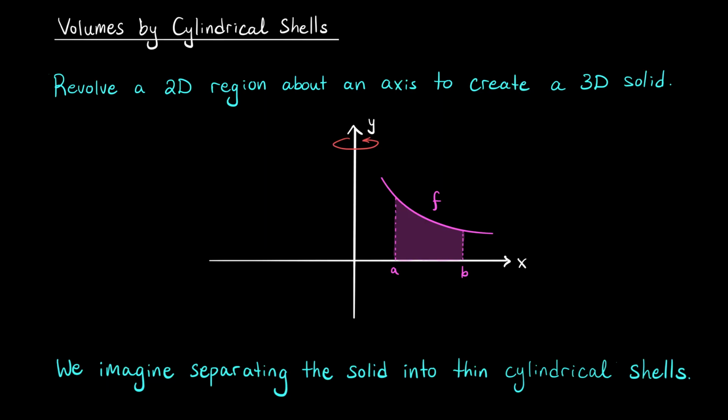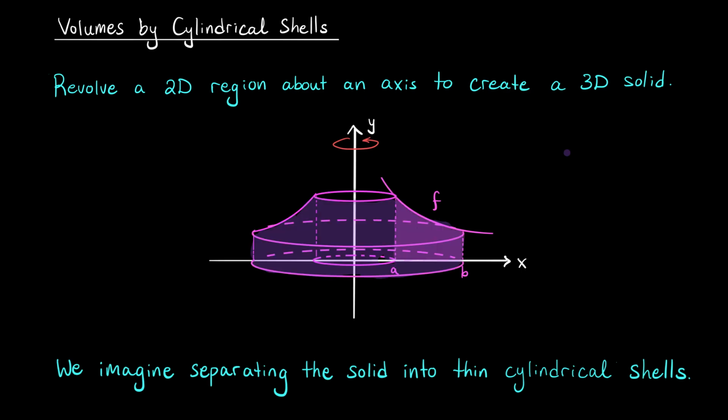Just like with the disk or washer method, we're going to imagine a 2D region being rotated about an axis to create a 3D solid. You can imagine, for instance, the 2D region below rotating about the y-axis. It moves into the screen, pops back out, reflected on the other side of the y-axis, and continues on its way. When it's rotated the full 360 degrees, it will have produced a solid that looks something like this.